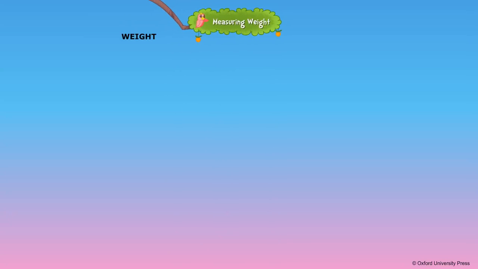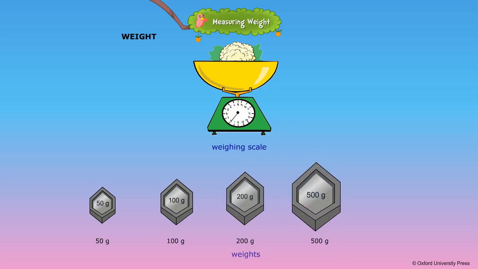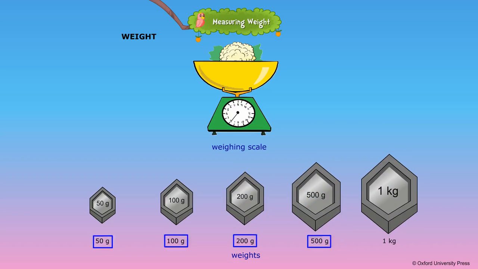Weight. Weight is the measure of how heavy or light an object is. Lighter objects such as notebook and pencil are weighed in grams. Heavy objects such as a sack of rice or flour are weighed in kilograms. We use the symbol g for gram and kg for kilogram.